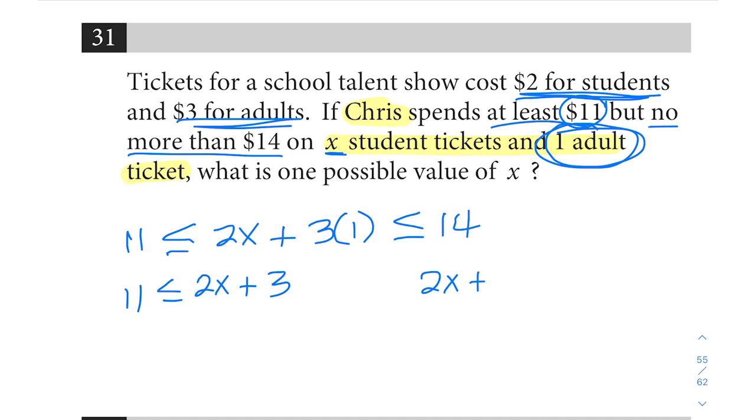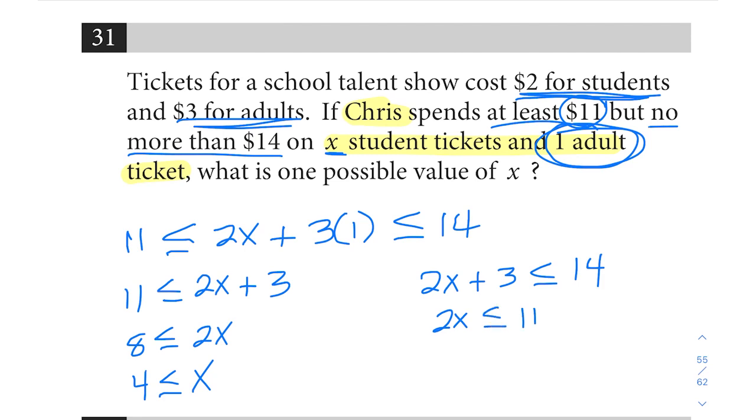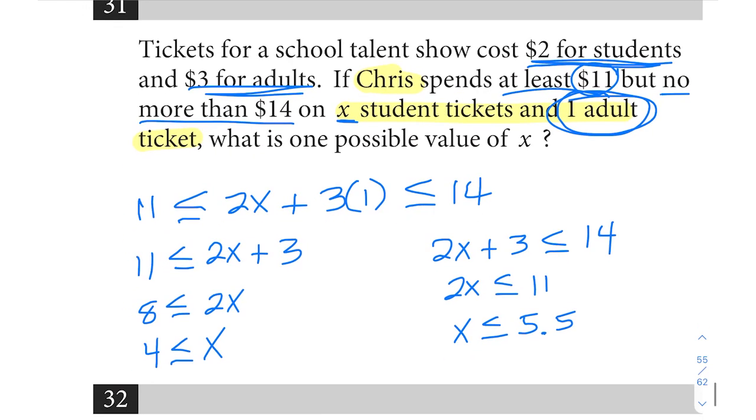Sometimes it makes it a little easier to write it out as two separate inequalities. We have 11 is less than or equal to 2x plus 3, and 2x plus 3 is less than or equal to 14. When we solve for x, we subtract 3 on both sides. So we get 8 is less than or equal to 2x, and 4 is less than or equal to x. For the other side, we do minus 3 on both sides: 2x is less than or equal to 11, and x is less than or equal to 5.5.